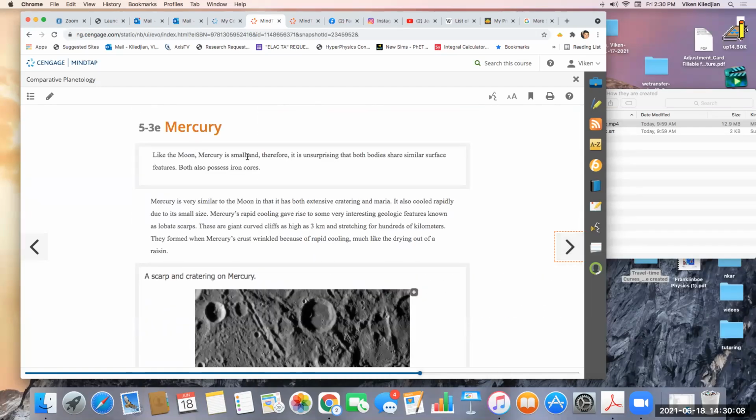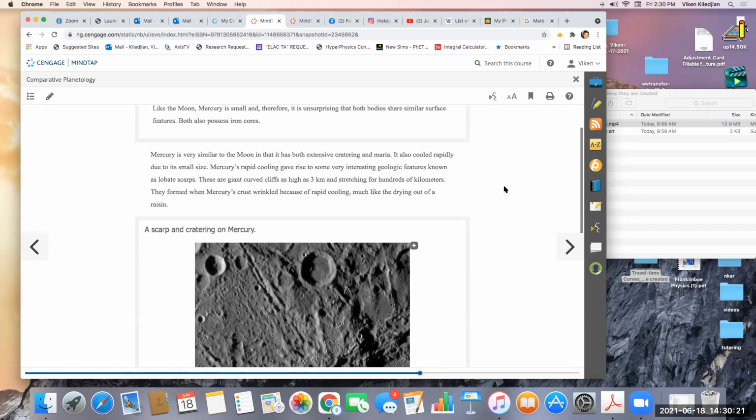Mercury. Like the moon, Mercury is small, and therefore it is unsurprising that both bodies share similar surface features. Both also possess iron cores, both Mercury and the moon. Mercury is very similar to the moon in that it has both extensive cratering and Maria. So Mercury does have both. It also cooled rapidly due to its small size.